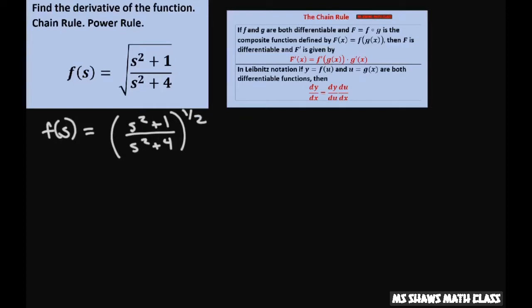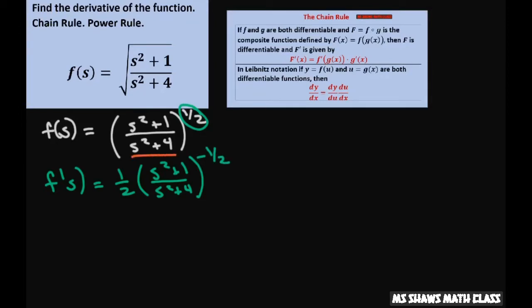Now with the chain rule, what we're going to do is take the derivative of the outer function. So f prime of s equals 1/2, and just copy down your inner function. And this will be to the negative 1/2. Then you take the derivative of your inner function. And then this is where we're using the quotient rule.